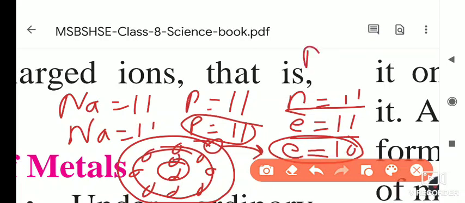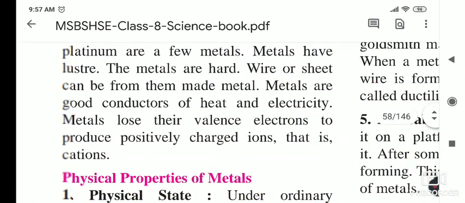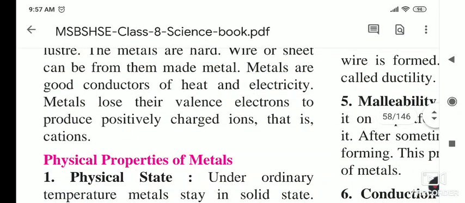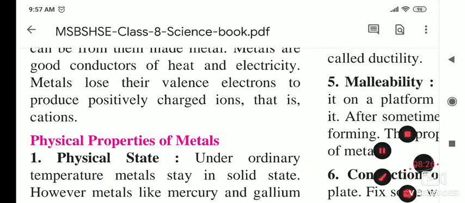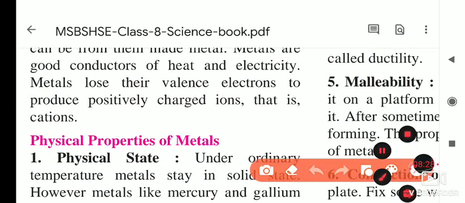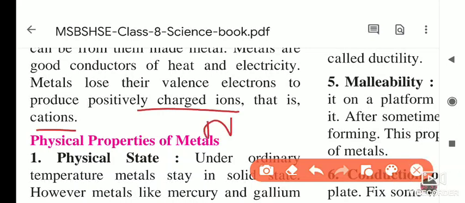So how do they get 1 positive charge? They write Na plus, which means it has 1 positive charge. In that way we have to write this. Now see here, just now I told you how metals lose their electrons and produce positive charge ions, and that is why it is called a cation. So Na plus is a cation because it has 1 proton more than the electrons.